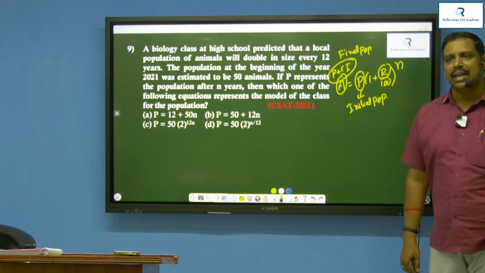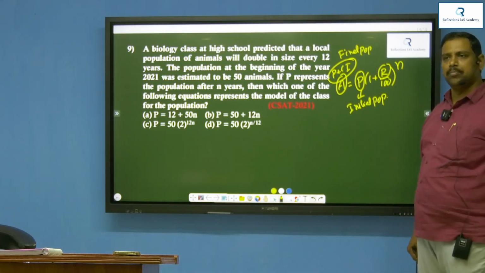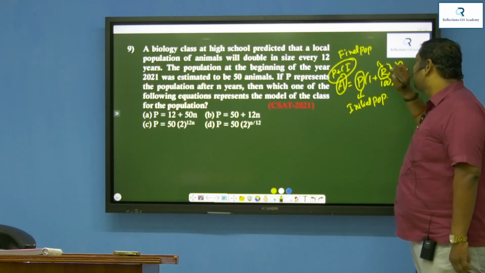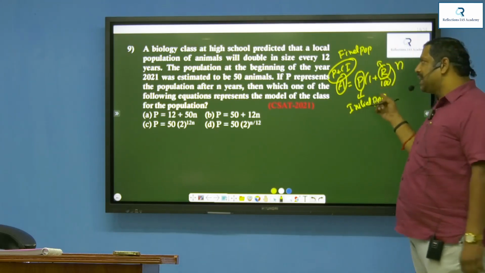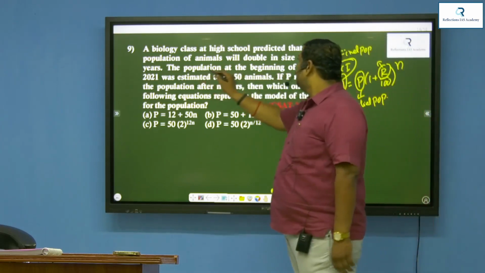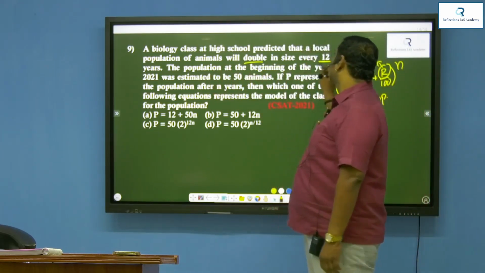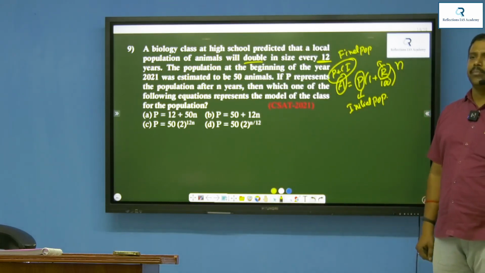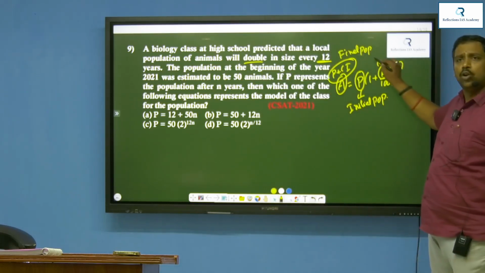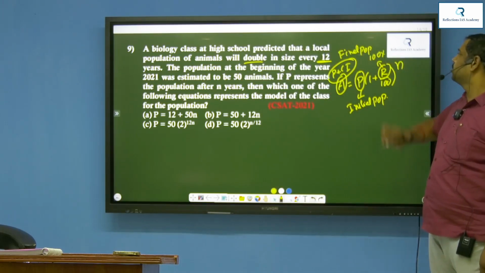Rate of interest, for us, is rate of growth. What we have to take is rate of growth per compounding period. Here, the rate of growth is, he said, double in every 12 years. That is the important point. Double means 100% is the growth. Yes or no? 100%. Okay.